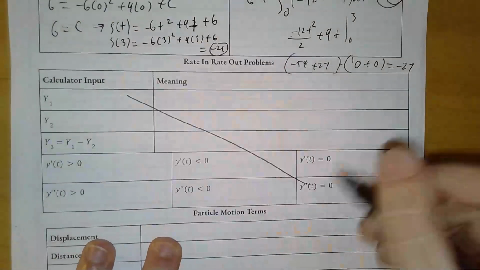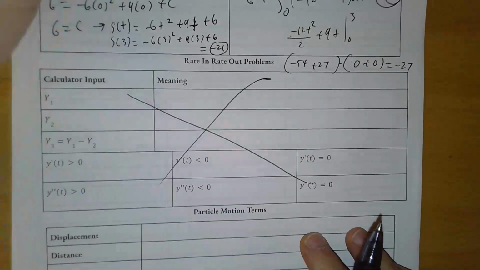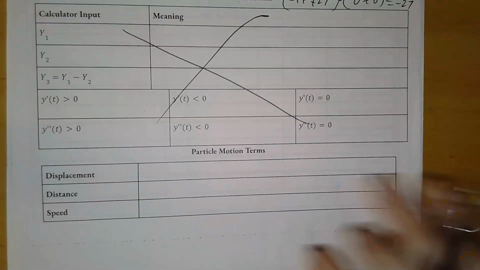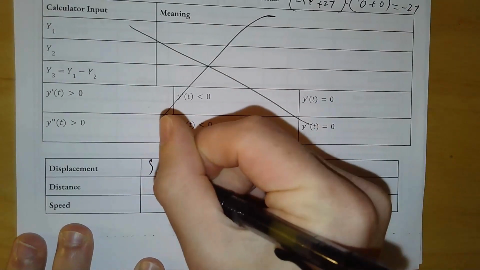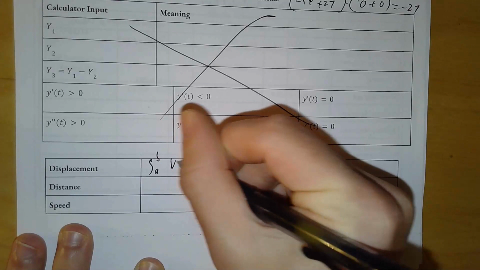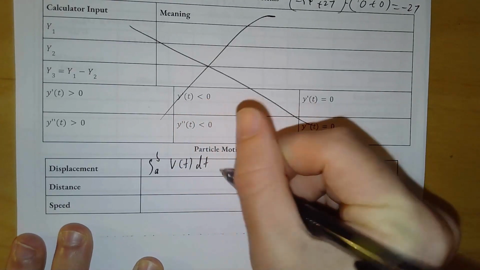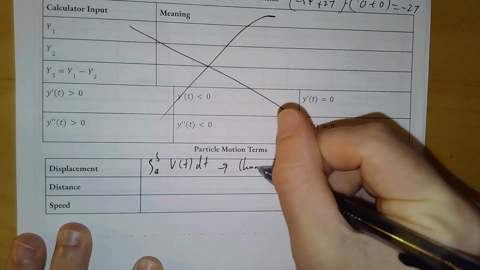Down here, again, rate in, rate out, that got cut, that's out. Did not get to cover that. You'll have to wait until next unit. Sorry, guys. Then we have displacement. So displacement, again, I'm just going to say it again because it is very important. It's the integral of v of t dt, which is change in position.